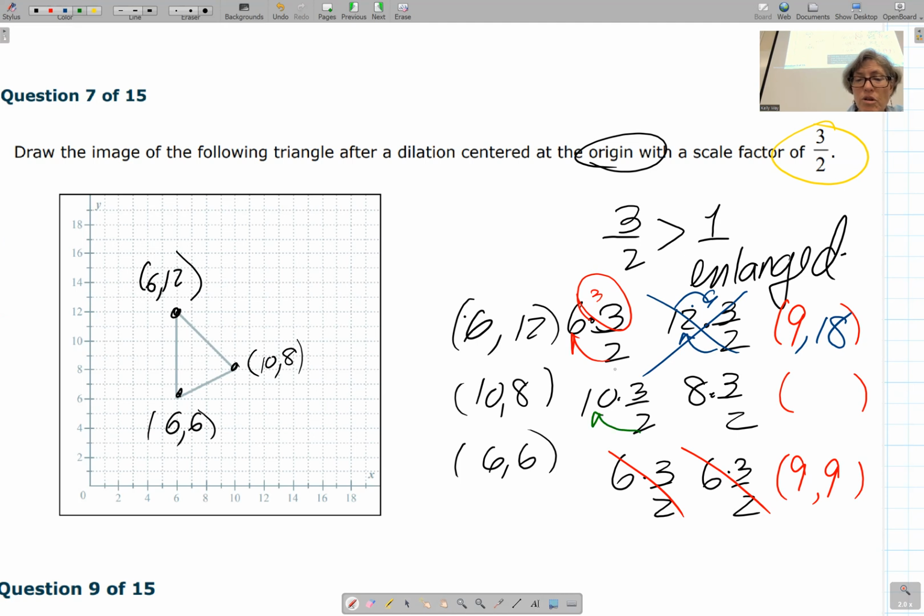10. 2 goes in there 5. 5 times 3, that's 15. 2 goes into 8 4 times. 4 times 3, that's 12. Start graphing your new points. We have 9 and 18. And 15 and 12. And 9 and 9.